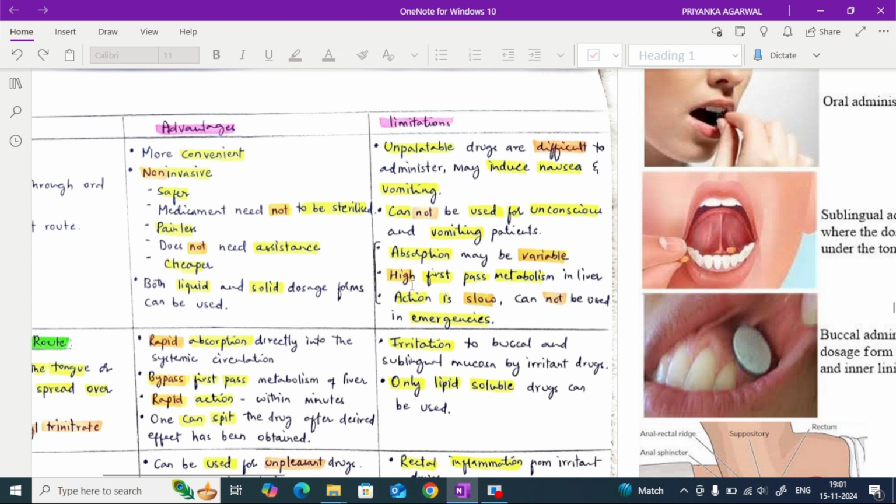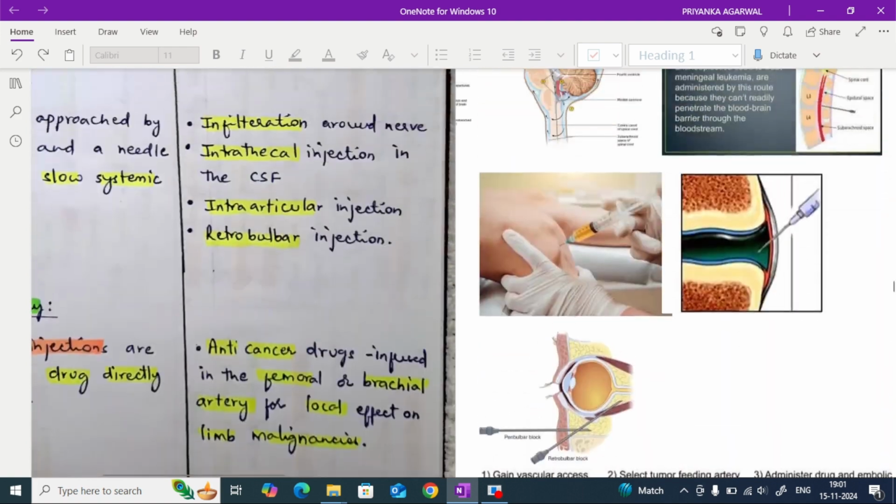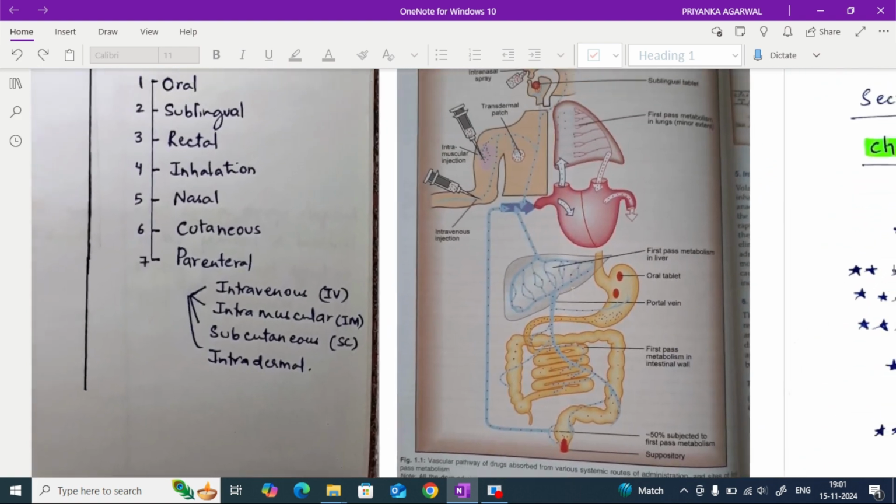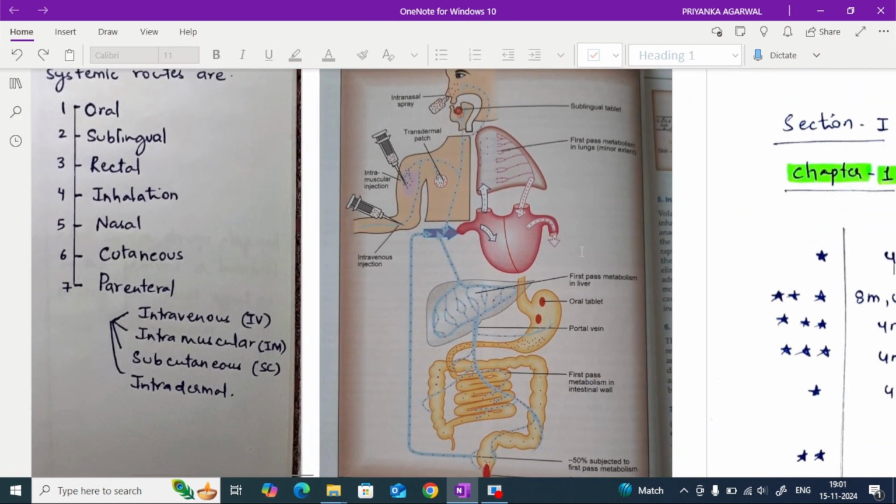Now after looking at the drug point of view and patient point of view, we will think about the process. Absorption will be variable because it will be affected by everything we are eating and the drugs we are taking, and there will be high first pass metabolism in the liver by this route. So what do we mean by first pass metabolism in the liver? To understand that, we have to take the help of this diagram.